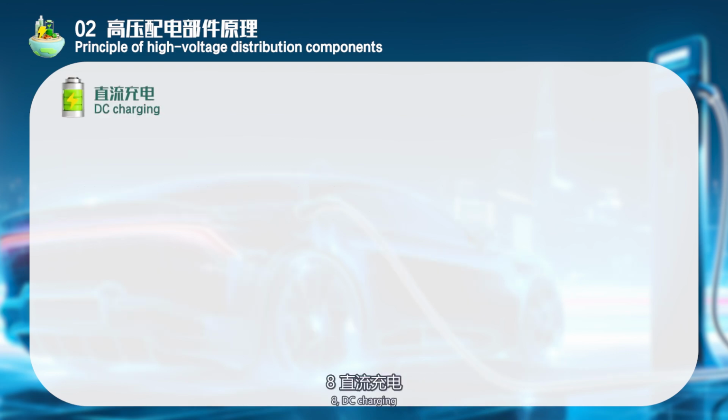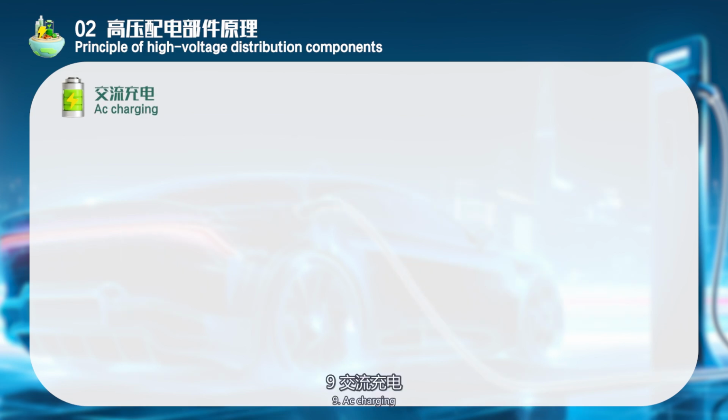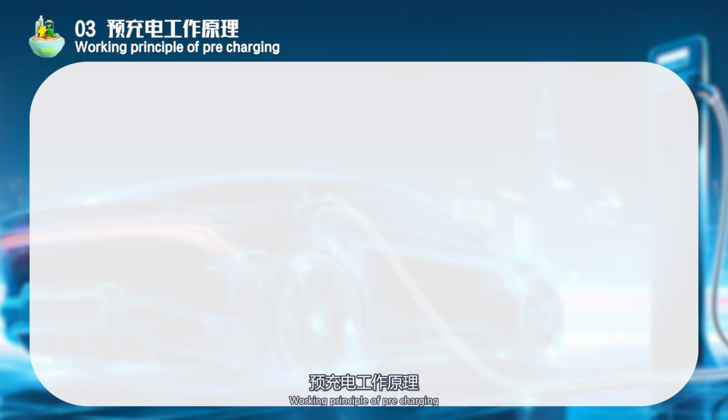8. DC charging. The DC 500V electric energy output through the DC charging pile is transmitted to the power battery assembly through the DC charging positive and negative contactors in the charge distribution assembly to charge it. 9. AC charging. The electric energy output through the AC charging pile is sent to the vehicle charger in the distribution assembly, and the vehicle charger boosts and rectifies the AC and transfers it to the power battery through the DC bus to charge it. 3. Working principle of pre-charging.